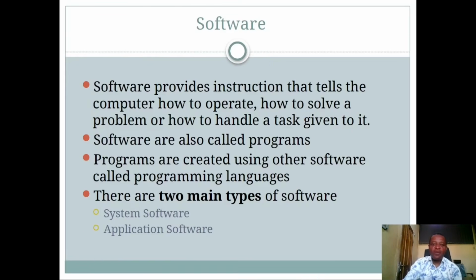Now let's go to the last lab of this lecture, which is software. Remember, we mentioned hardware and we've treated hardware. Now we want to look at software. So what is software? Software provides instruction that tells the computer how to solve a problem or how to handle a task given to it. That's what we call software.